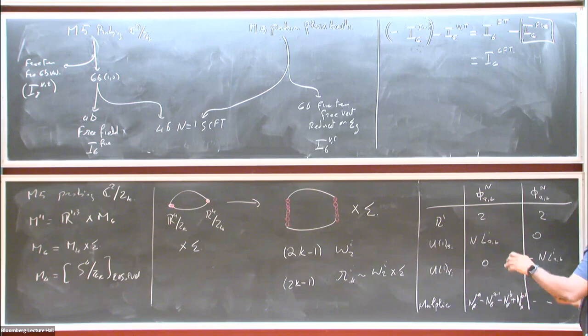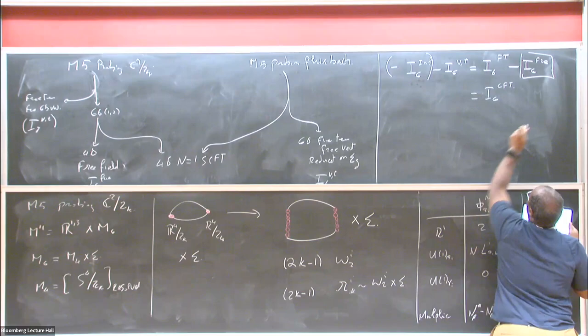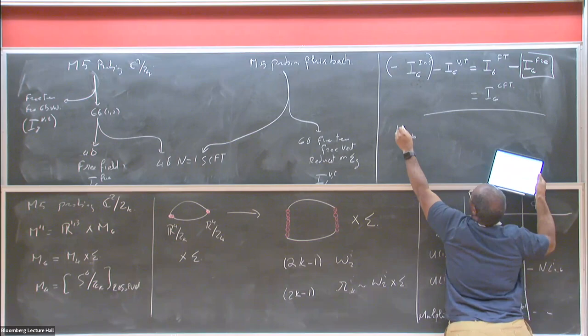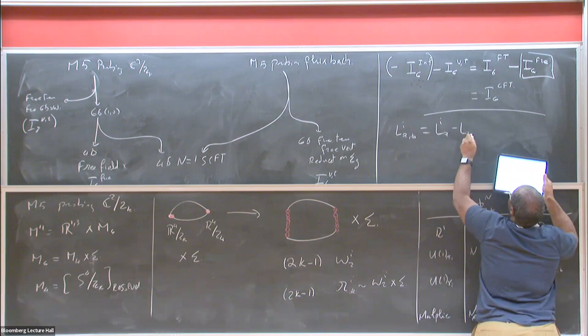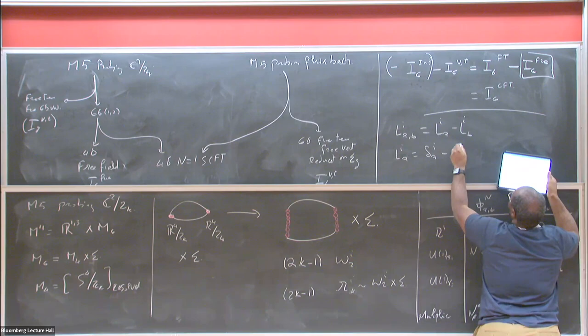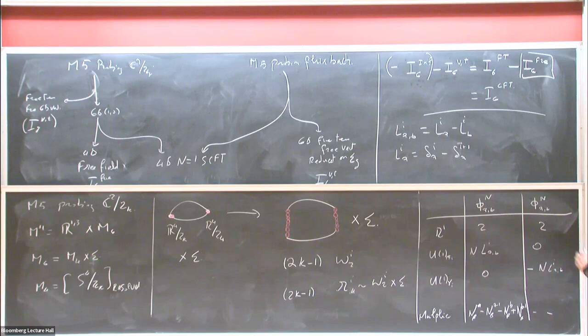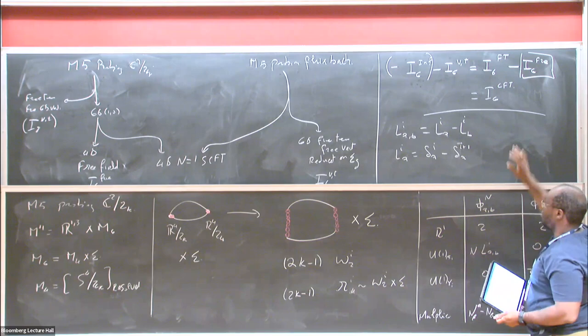The L's here are components of the positive roots of the SU(k) algebra. So let me give that. L_ABI is L_AI minus L_BI, and L_AI is delta_AI minus delta_AI. There are components of the positive roots of the SU(k) algebra appearing, and that's what determines the charges of these free fields in this case here. Okay. So this is the answer that you get. So then you ask, where does this answer come from? Why is it there?